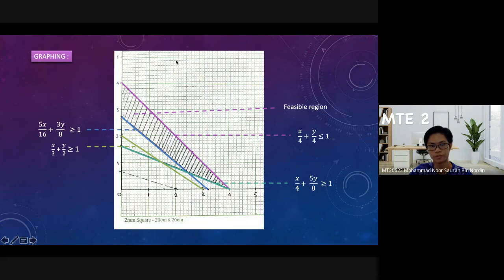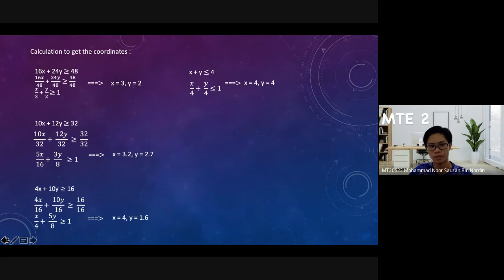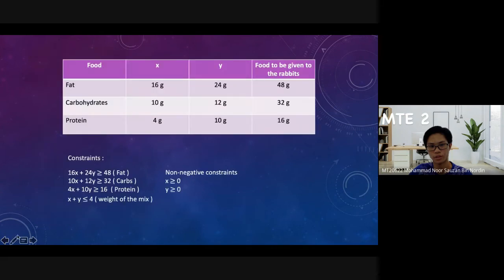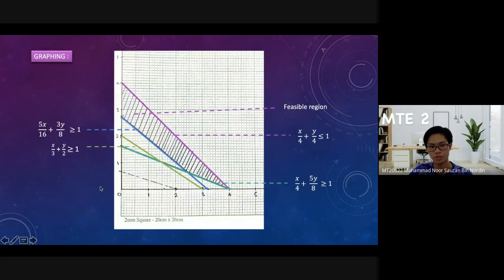So this is the graph. As you may see, there are two more inequalities that we didn't show, which are x greater or equal to 0 and y greater or equal to 0, because the graph will just be on the same line as the x-axis and also the y-axis. So we can plot it and make the graph.